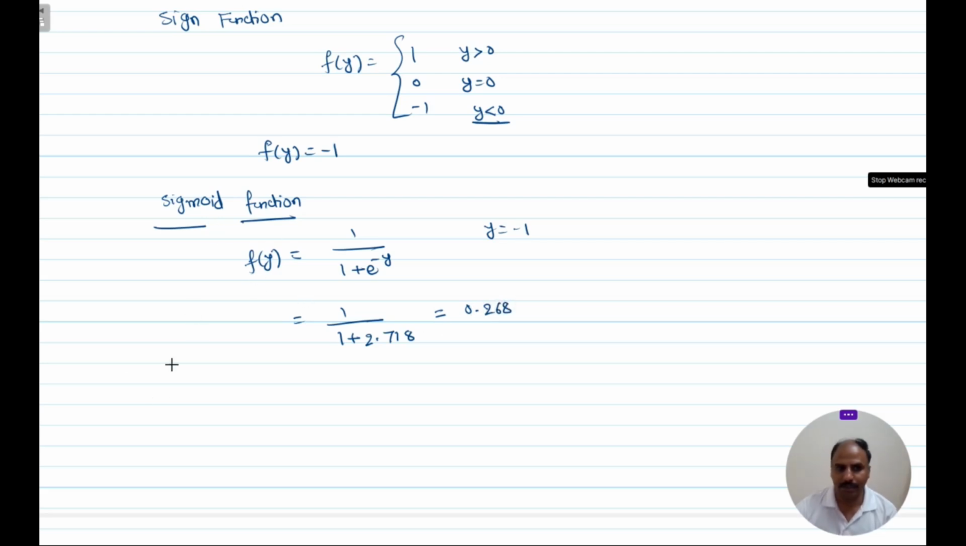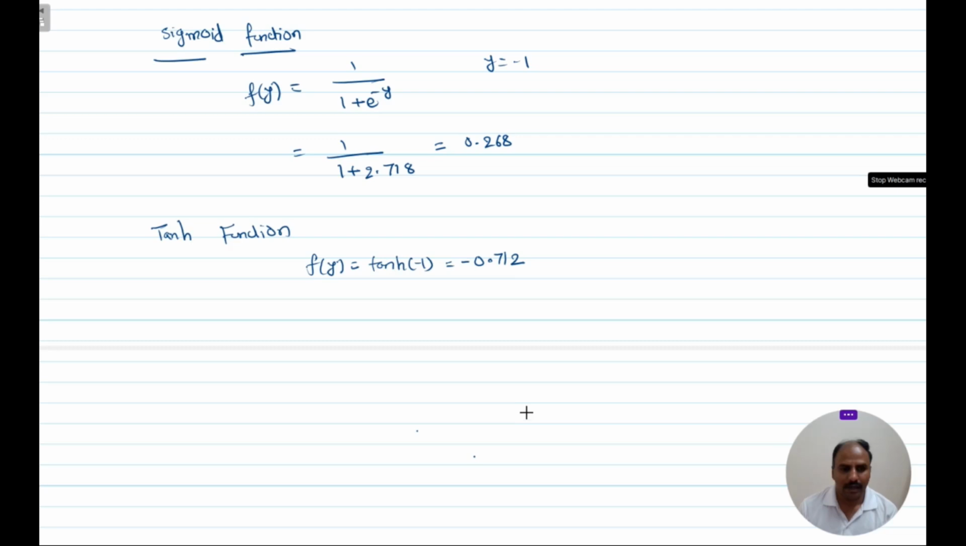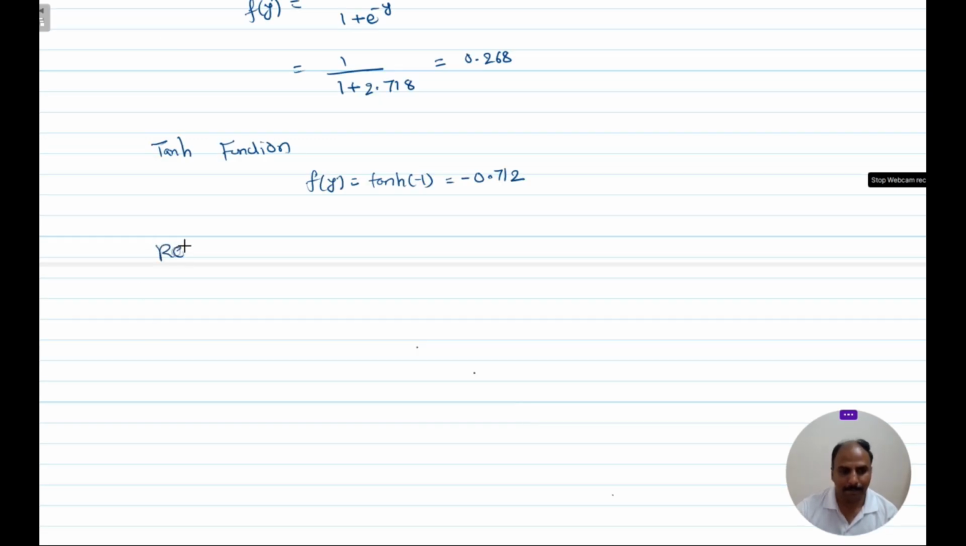And another one is the tanh function. After substituting directly, f of y is equal to tanh of minus 1, which will give you minus 0.712. Another activation function is the ReLU function. It is f of y is equal to y when y is greater than 0, and 0 when y is less than or equal to 0. Here your y is less than or equal to 0, so f of y is equal to 0.